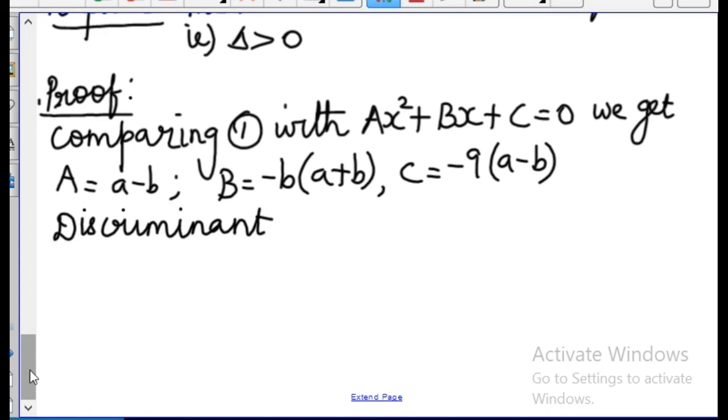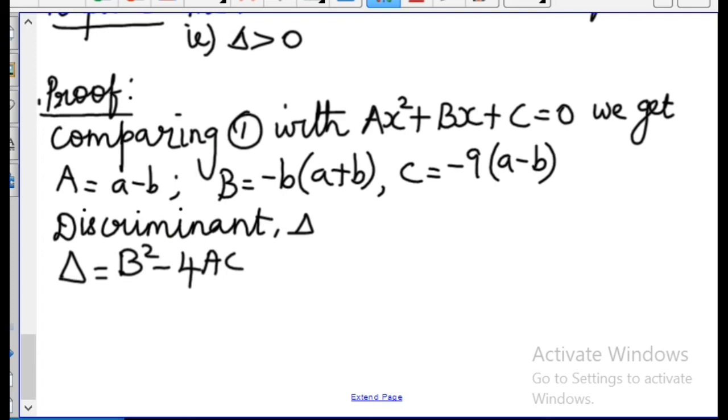Discriminant, delta. So by the condition, delta equal to b square, we are using capital letters, so write it as b square minus 4ac.